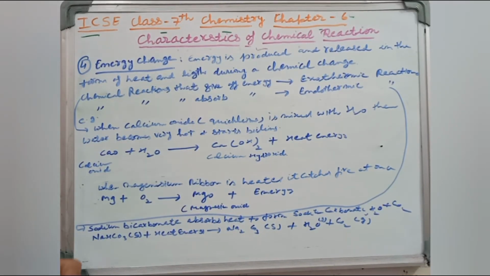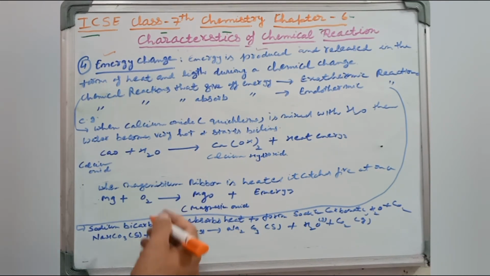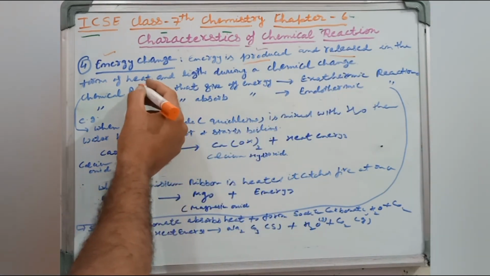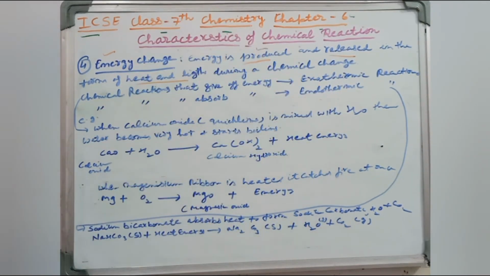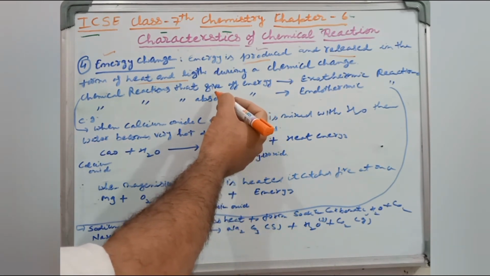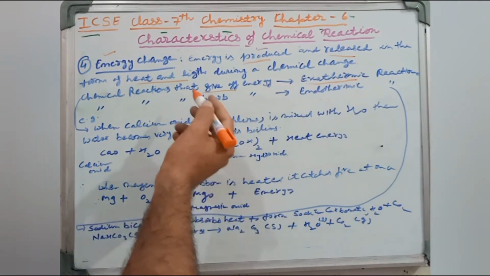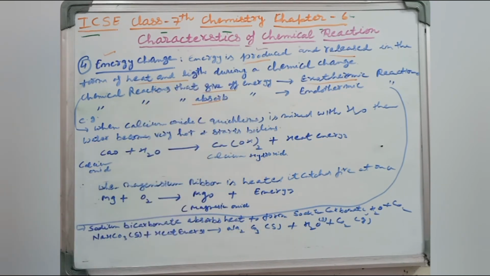Now students, the next characteristic is energy change. When any chemical reaction takes place, energy is either absorbed or released in the form of heat and light during a chemical change. Sometimes the energy is released. The reactions that give off energy are called exothermic reactions, and the reactions which take place with the help of energy, that is, absorb energy, are endothermic reactions.